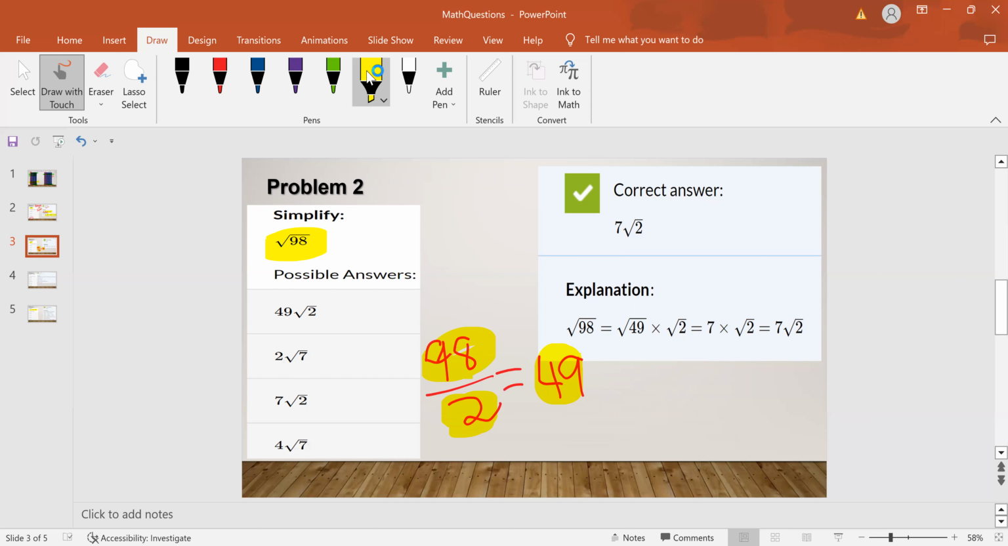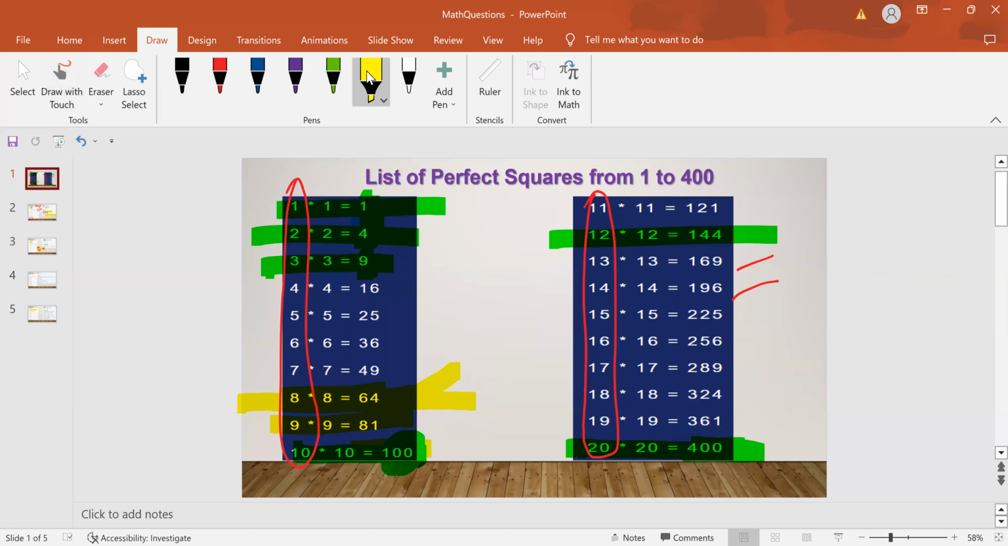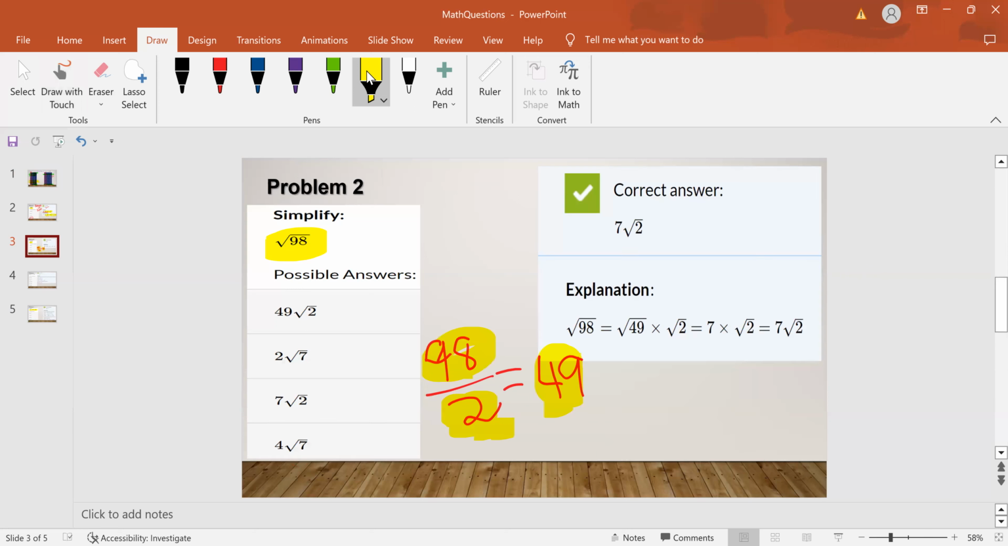Now, we check. 2 is not a perfect square. We know that. What about 49? Yes, 49 is a perfect square. And then 49 came from what counting number? Okay, 49 came from a 7. So 7 times 7 is 49. Therefore, this is telling you that you can write square root of 98 as square root of 49 multiplied by square root of 2. And the square root of 49 is a regular 7.